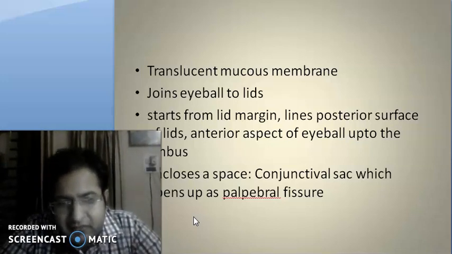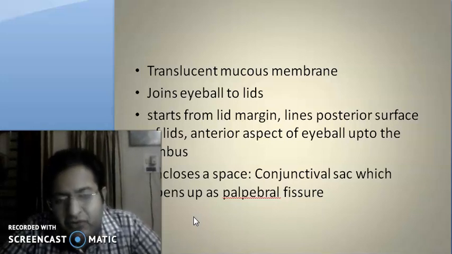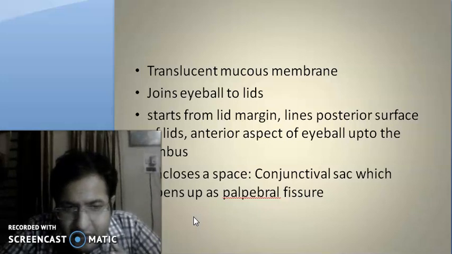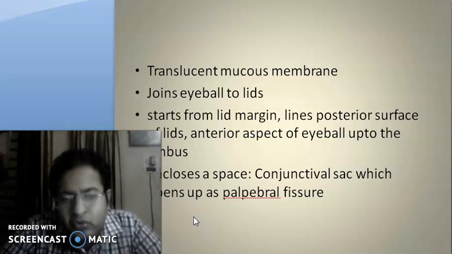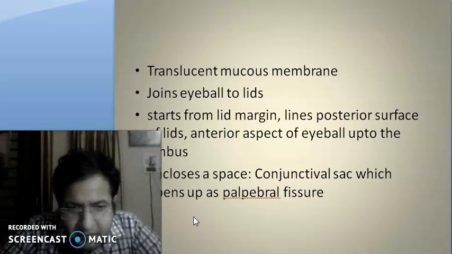What is conjunctiva? Conjunctiva is derived from a Latin term, conjoin. What does conjoin mean? Which joins. What does conjunctiva join? Conjunctiva joins the eyeball to the orbit and the eyelids. It is a translucent mucous membrane joining the eyeball to the orbit and the lids.